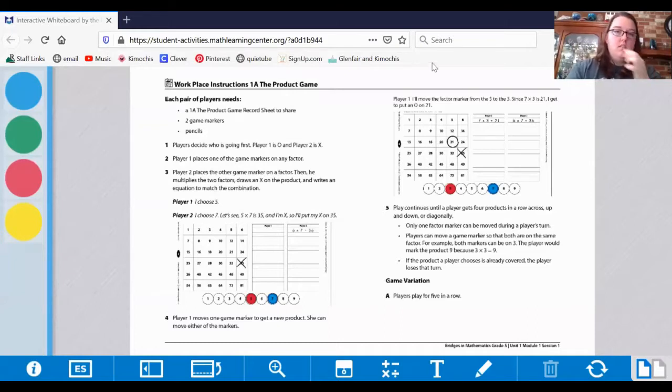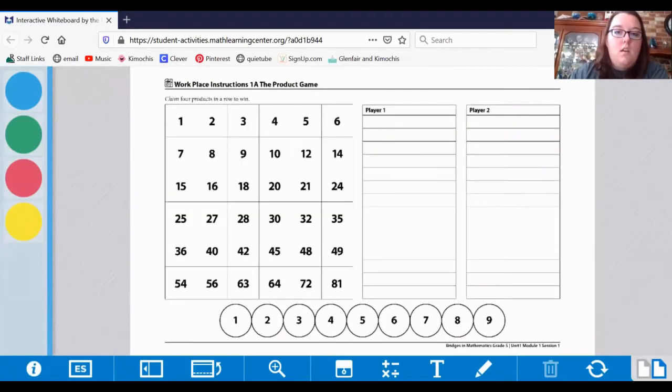Okay, so the game we're going to learn today is called the product game, and the game is linked in your assignment. As always, the first sheet on the game is the instructions in case you forget. But here is the game board. So the way the game works is you have person 1 and person 2. When I teach you guys, I play against myself, which you are capable of doing, or you can play against somebody in the house, or one of your classmates or somebody on Teams.